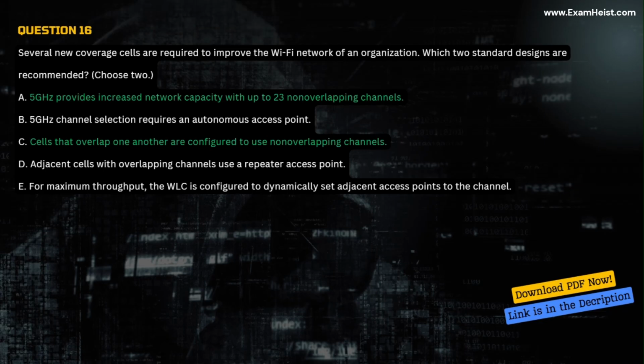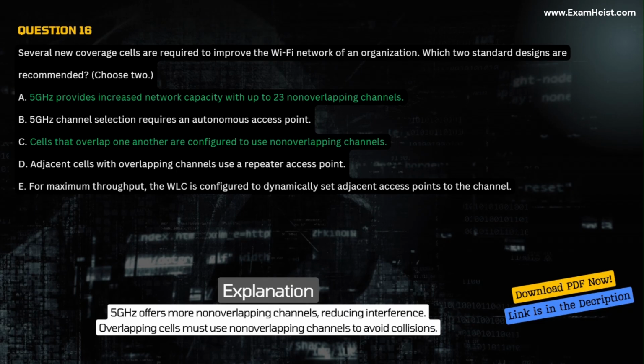Correct answer A and C. 5 GHz provides increased network capacity with up to 23 non-overlapping channels. Cells that overlap one another are configured to use non-overlapping channels. Explanation. 5 GHz offers more non-overlapping channels, reducing interference. Overlapping cells must use non-overlapping channels to avoid collisions.